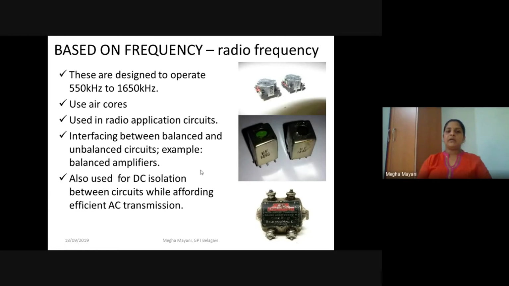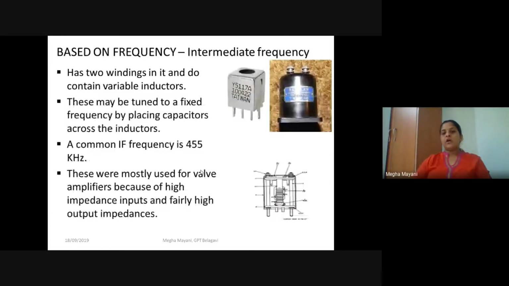The third one under frequency type is intermediate frequency. So we all know in all the communication circuits we have mixers as the subunits, which are going to generate addition or subtraction of frequency components. So we have a transformer also called intermediate frequency transformer. It has basically two windings and there are variable type of inductors. We can add up the capacitors to these inductors to tune or to change the frequency of these transformers.